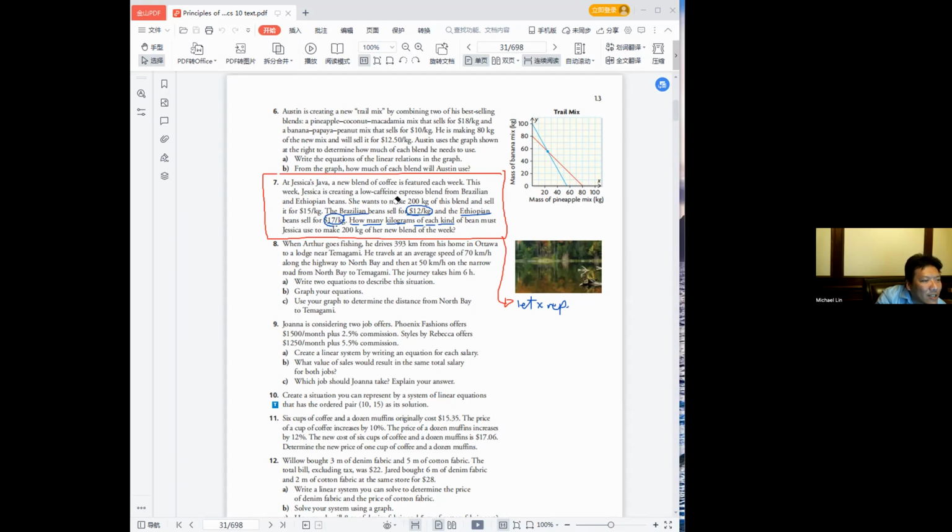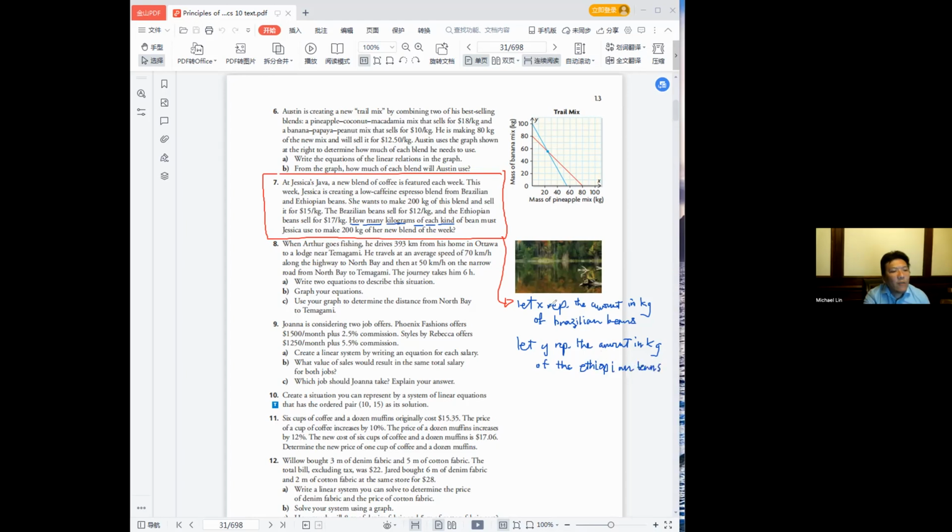So because the question is asking us for how many kilograms of each kind, we should let x represent the amount in kilograms of Brazilian beans, for example. And then we should say let y represent the amount, once again in kilograms, of Ethiopian beans.